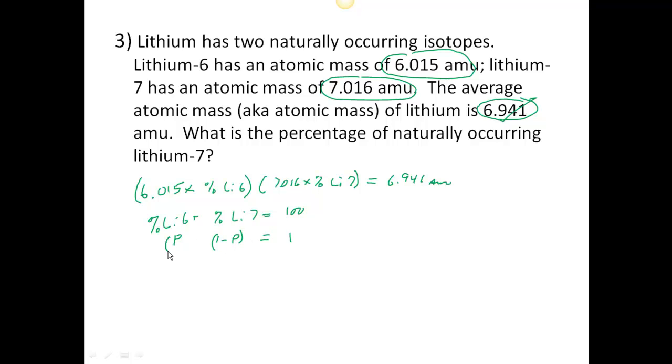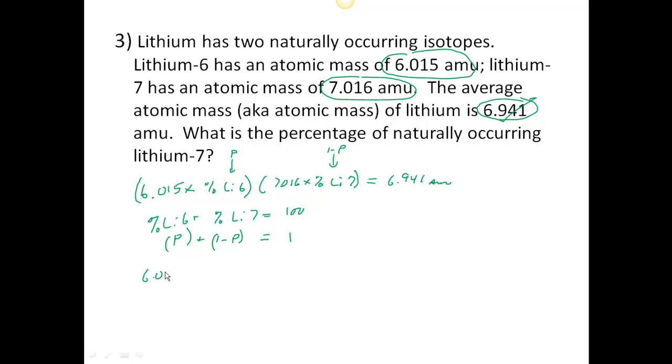All right? So that's what that thing is. So I can plug P in for here, and I can plug 1 minus P in over there. Does that make sense? It doesn't matter which way I go, but that's cool. All right, so let's go and do this.